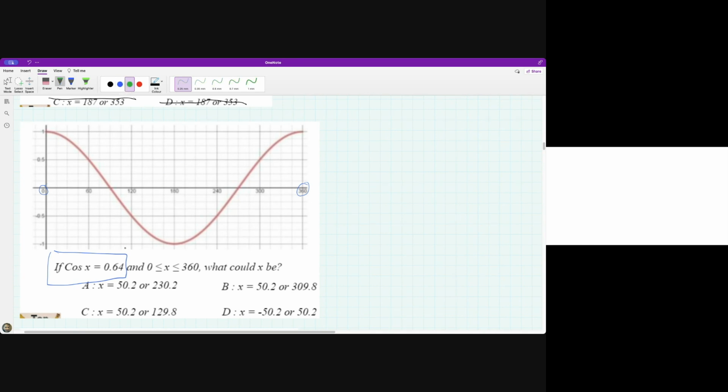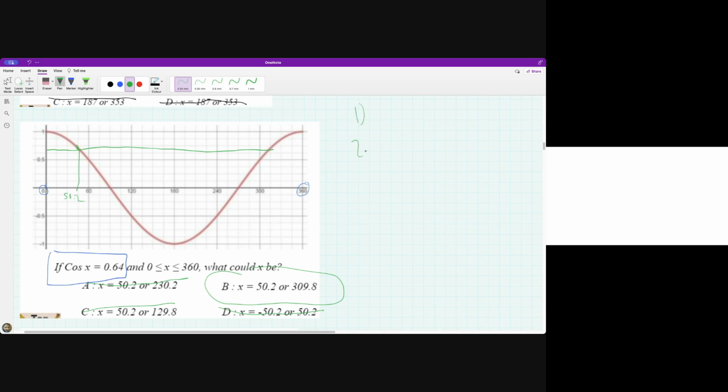Okay, let's see. 0.64 would probably be about here somewhere. And I noticed that, if I look at the answers, that probably is the 50 over here. Now, what I notice is that it has to be greater than 300. And so I can exclude all of these. And the correct answer would be B.